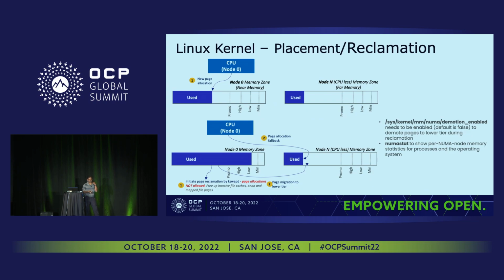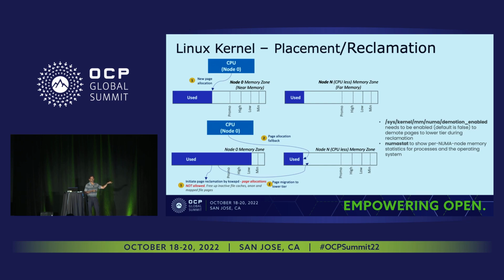Here is a quick rundown on the placement and reclamation process. What you see at the top is node 0 and, let's say, node n, which is a CXL memory buffer as an example. When the watermark is not all the way down to low, you are placing all the data in the near memory, which is the node 0 memory zone. When it reaches the low watermark, that's when the kernel swap daemon kicks in, tries to reclaim pages, and starts moving the pages from the near memory to the far memory. At that point, all the new memory allocations go to the far memory.